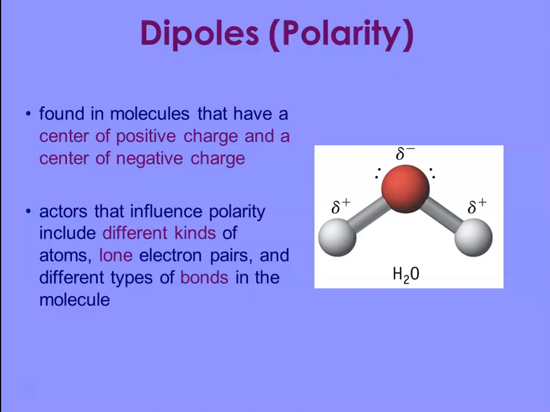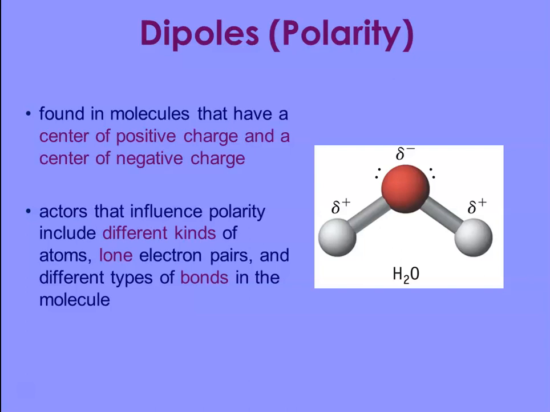Dipoles or polar molecules are going to have asymmetry. They're going to have an area where there are more electrons compared to other areas of the molecule. So you definitely have to consider the molecule in 3 dimensions as opposed to 2. There are various factors that can play a role in these dipoles forming.